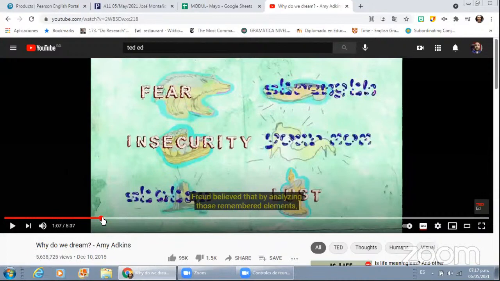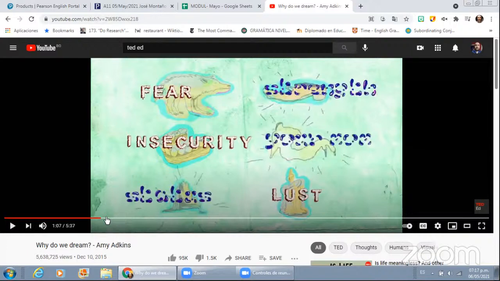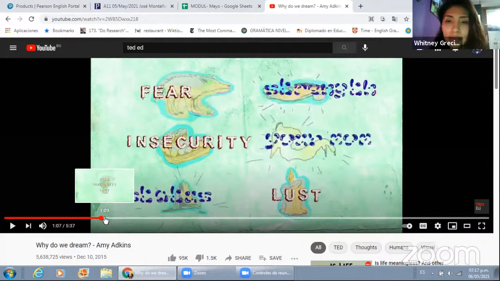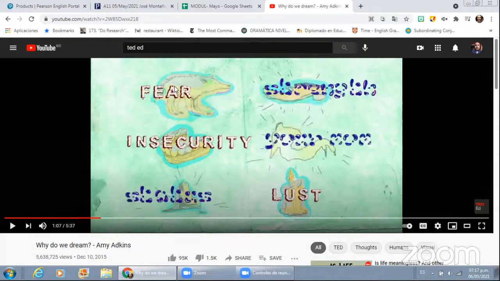And this is important, and I want you to explain this part. Freud believed that by analyzing those remembered elements, for example, fear, insecurity, lust. Do you know what's lust? I'm going to take this word. Do you know the meaning of that word, or how can you explain this word? I don't know what is lust. Okay, so lust is like sexual desire. So you have fear, insecurity, and sexual desire. For example, they are given that example in this video.